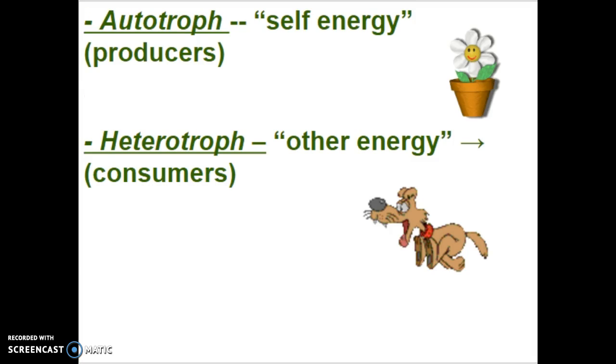Remember, all organisms can be broken up into two groups based on how they obtain energy. Autotrophs, or sometimes they're called producers. These are the self-energy makers. So plants, blue-green algae, if they photosynthesize or chemosynthesize, they are an autotroph. Heterotrophs, hetero means other, so these are consumers. So heterotrophs are anything other than plants or blue-green algae. So heterotrophs are consumers.